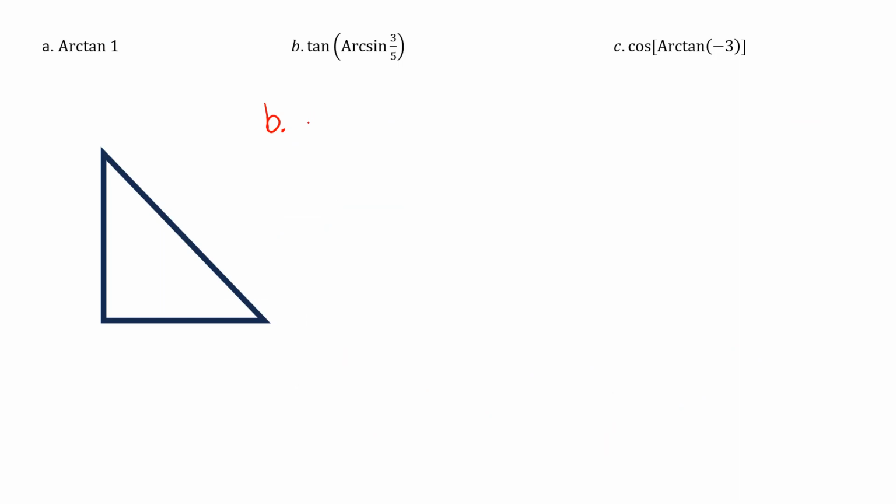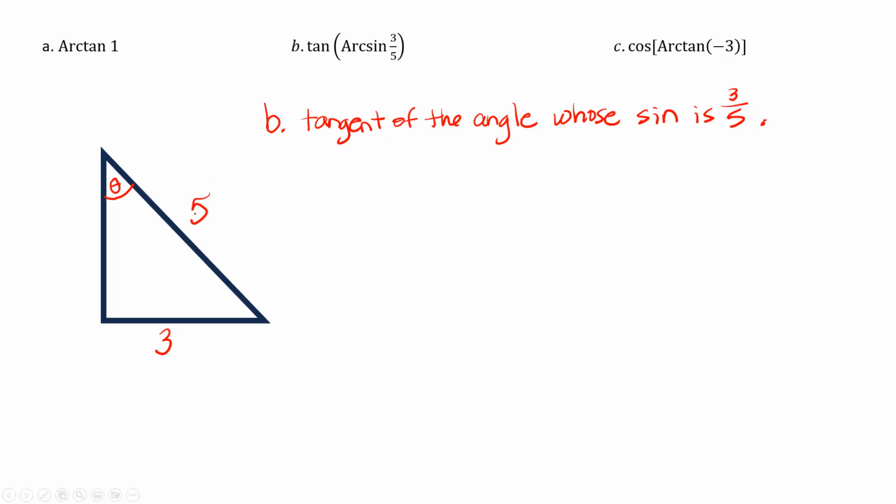So for part B, we're looking for the tangent of the angle whose sine is 3/5. All right, so first of all, we're going to find the angle whose sine is 3/5. So here's an angle in a right triangle. If its sine is 3/5, that means that opposite over hypotenuse is 3/5. So that's what that angle looks like.